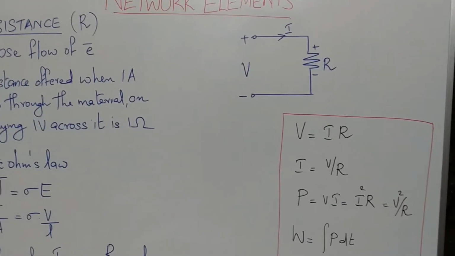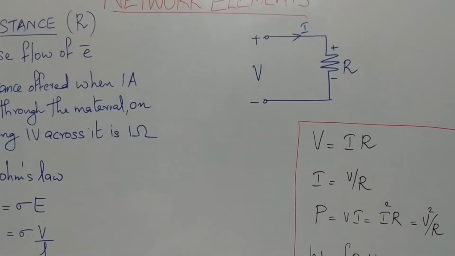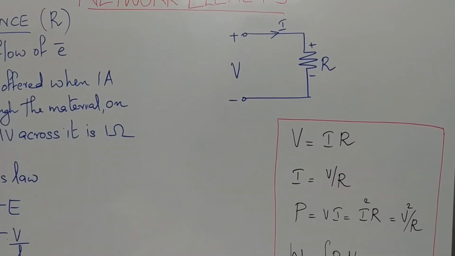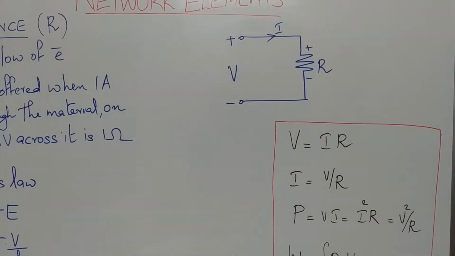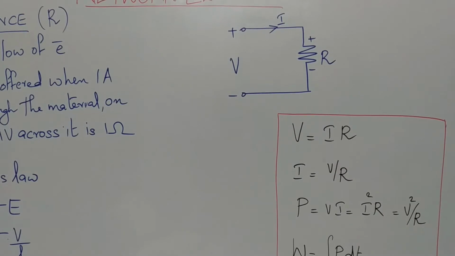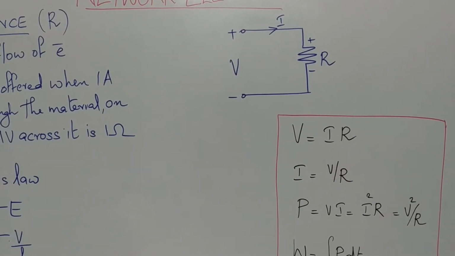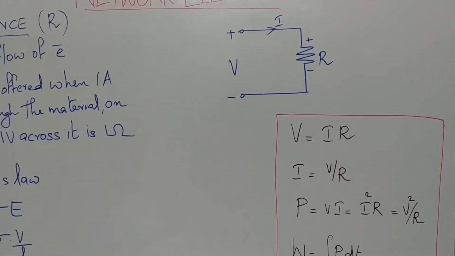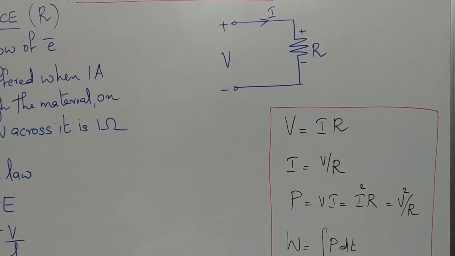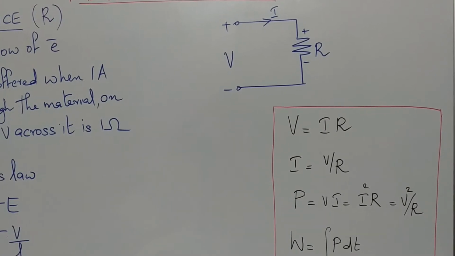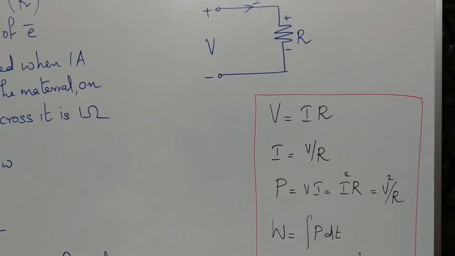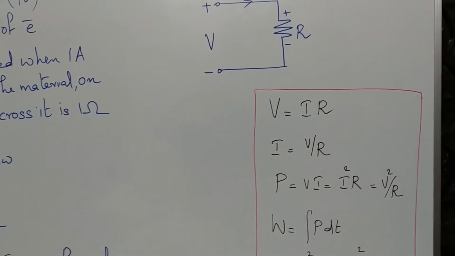Now here I have shown a circuit where a voltage V is applied across a resistor R, and I is the current flowing through it. As discussed in the previous class, a resistor can always absorb power only, it cannot deliver power. So in presence of an active source V, the resistor will absorb power. That's why I have marked it as plus and minus. The current entering terminal of the resistor will always be positive and the leaving terminal will be negative.